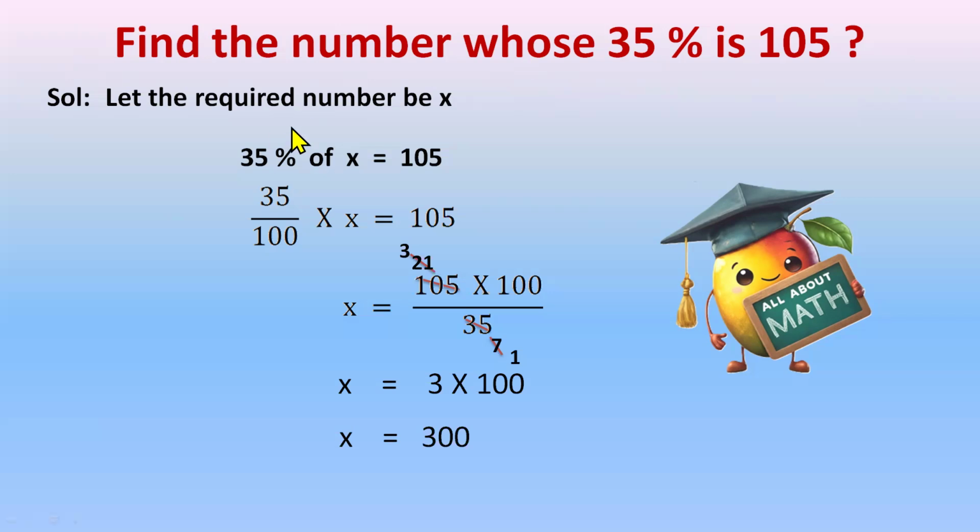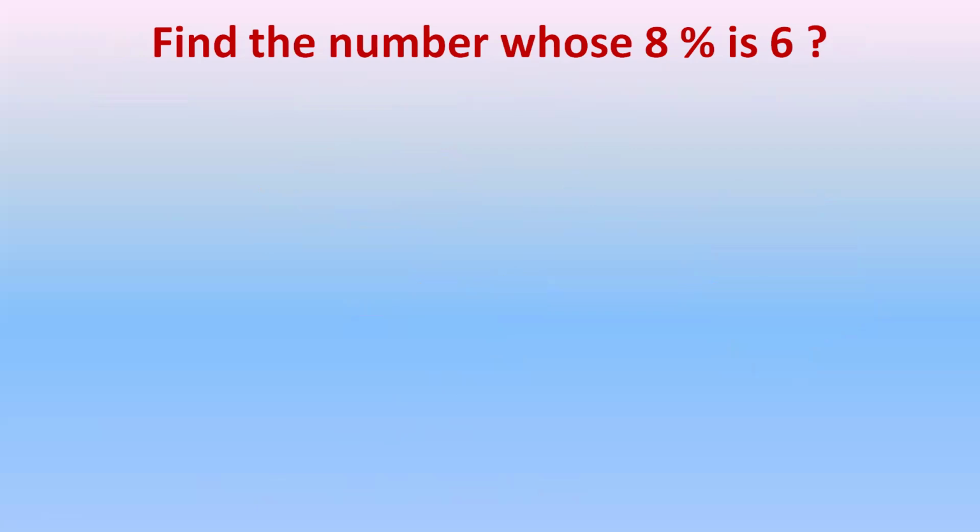35% of x is 105. It means 35% of 300 is 105. Let's see another example. Find the number whose 8% is 6.